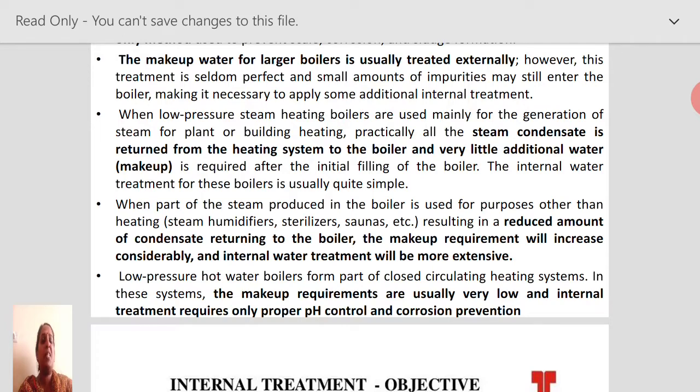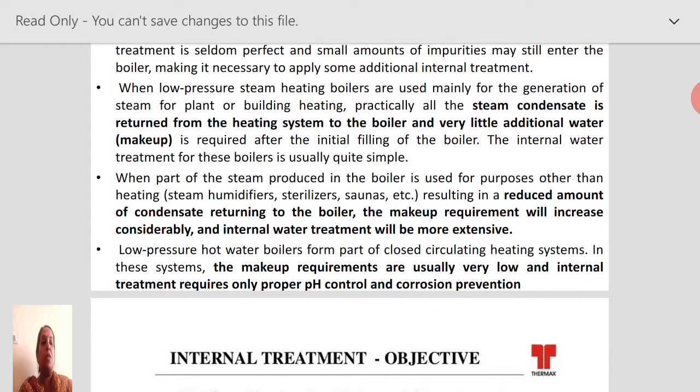Suppose the steam is used for purposes other than heating, like steam humidifiers, sterilizers, saunas, etc. In that case, the amount of condensate returning to the boiler is reduced, so the makeup water requirement will increase considerably and the internal water treatment will also become more extensive.